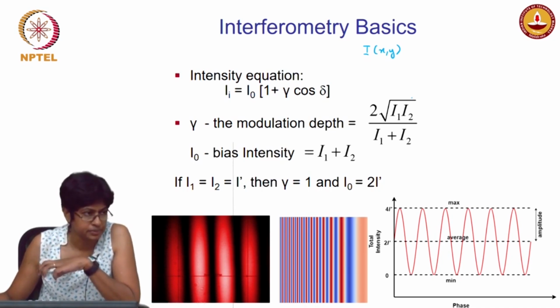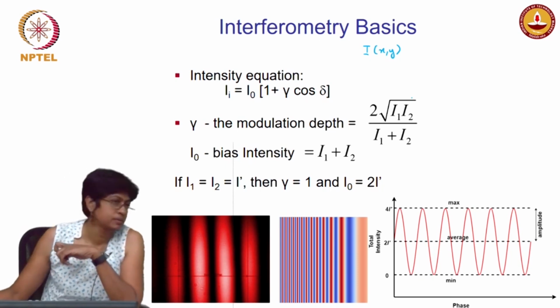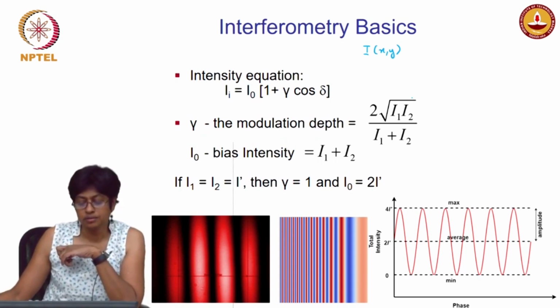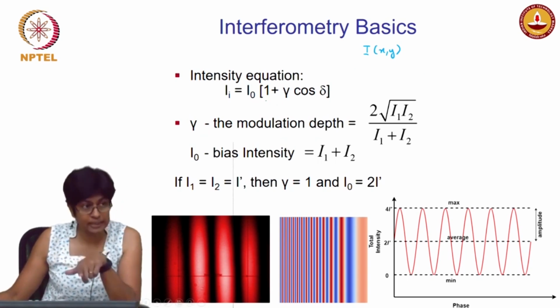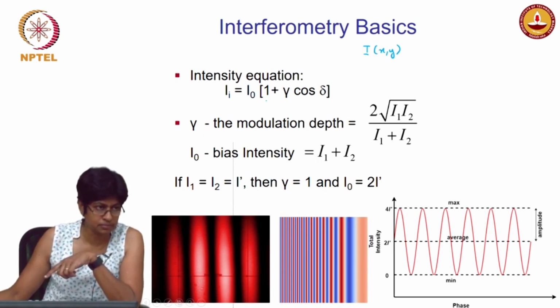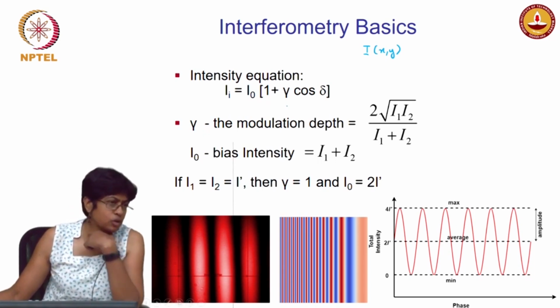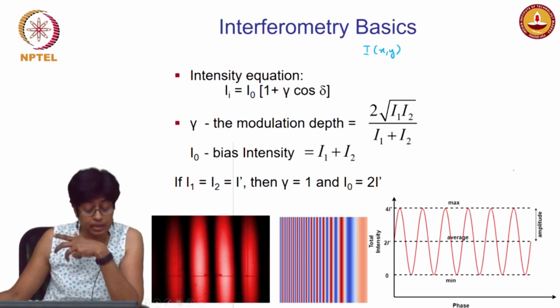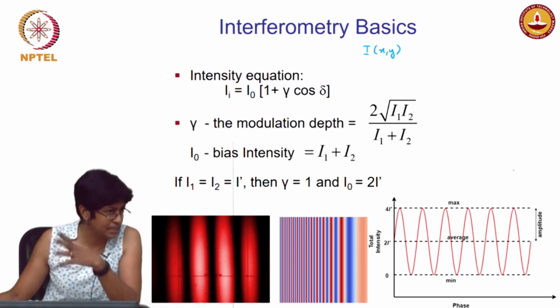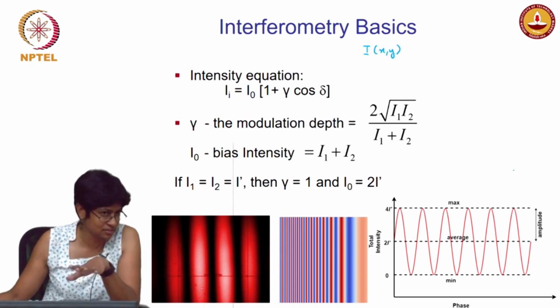What is the modulation depth? What do you think the modulation depth is giving me? What information? Gamma is the modulation depth, so it's multiplying the cos term. What's the maximum value that the modulation depth can have? It can have a maximum value of 1. If I1 is equal to I2, it will have the value 1. For any other ratio, it is going to be less than 1.